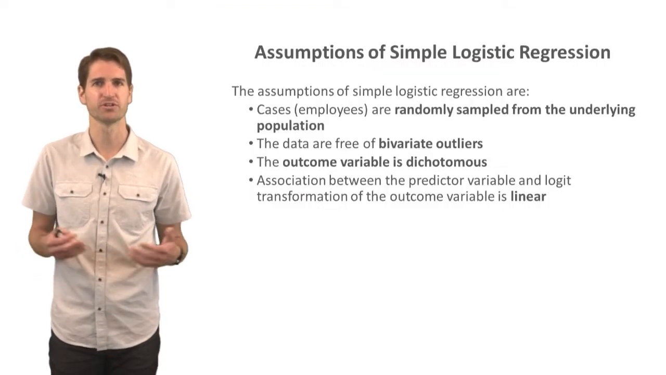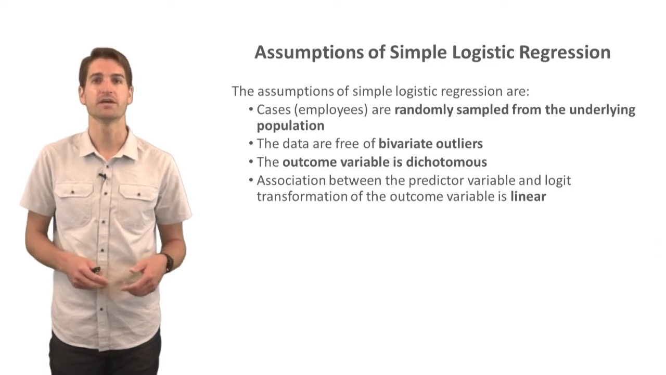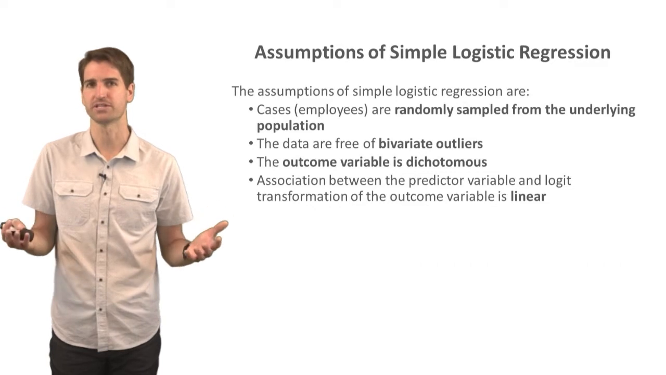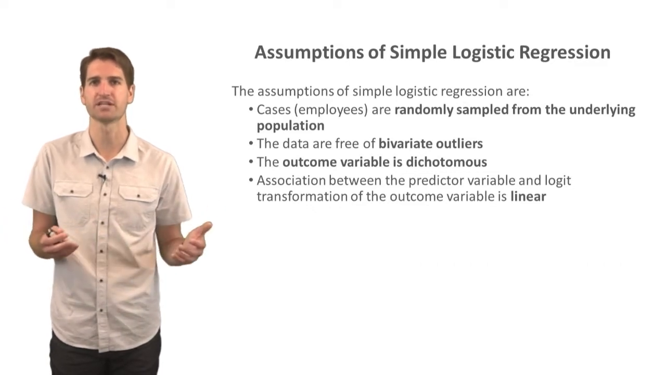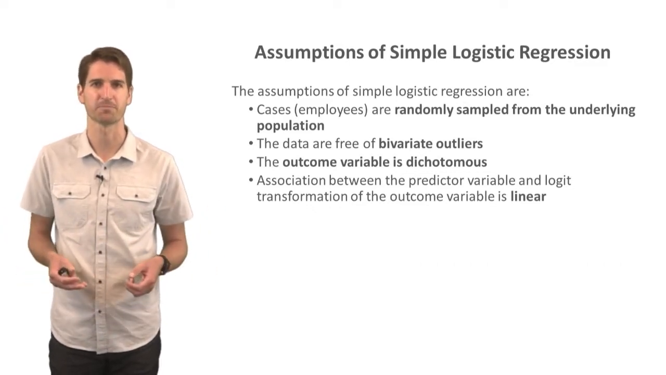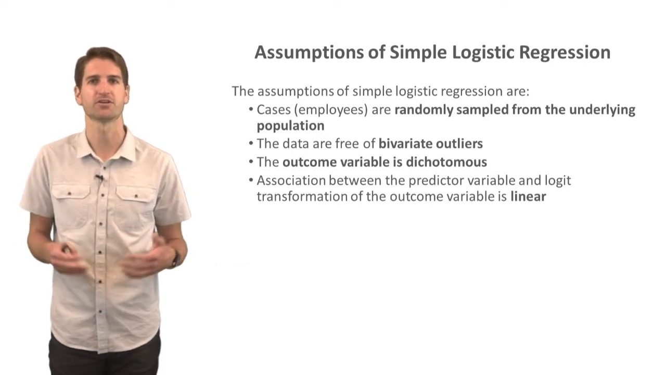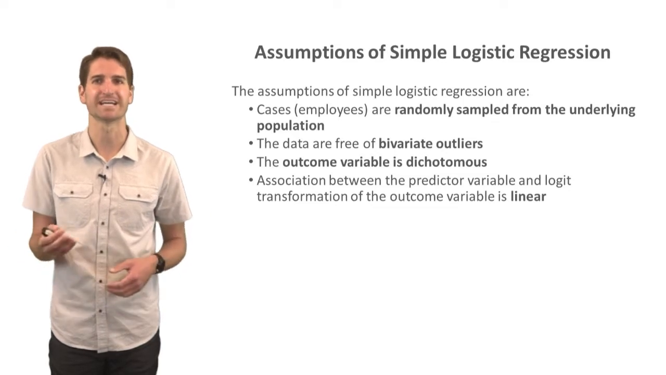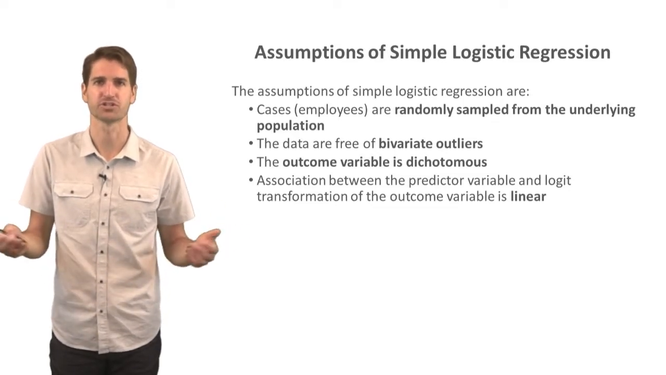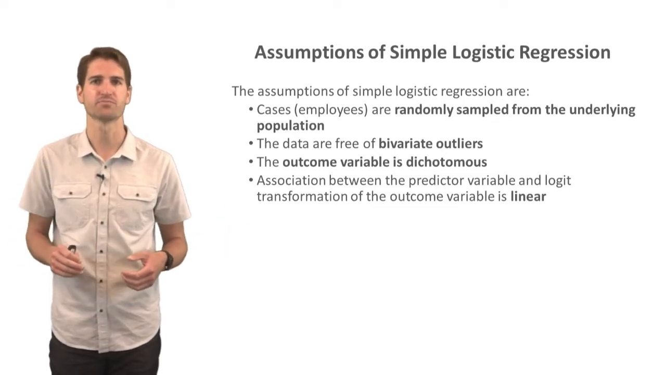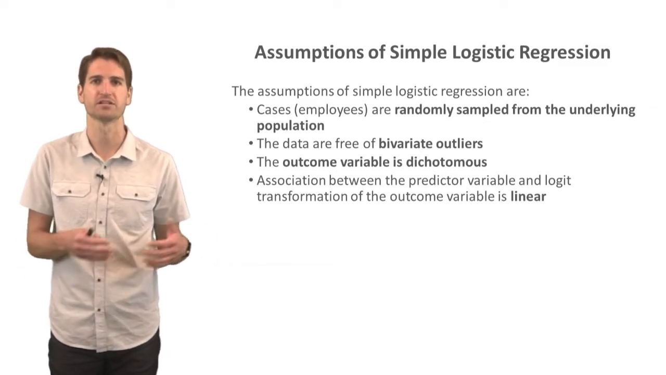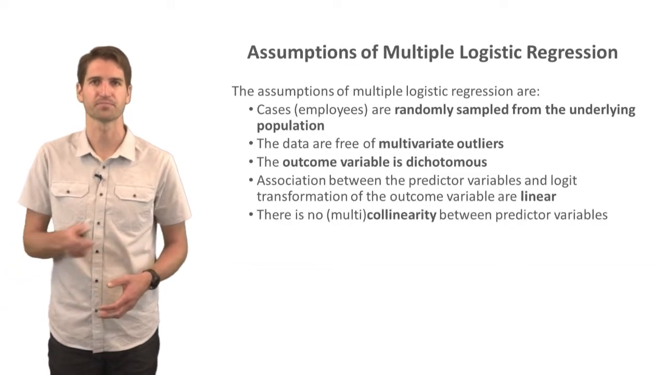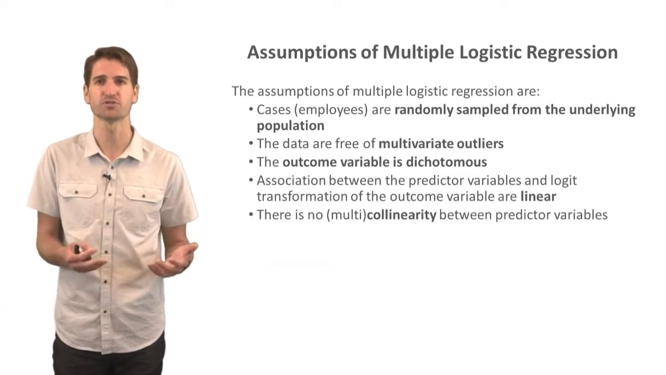Starting with a simple logistic regression model, the assumptions are that, 1, the cases, which in most of our interest are going to be employees in an organization, in your data set are randomly sampled from the underlying population. The second assumption is that the data are free of bivariate outliers. The third assumption is that the outcome variable is dichotomous, hence logistic regression. And then the fourth assumption is that the association between the predictor variable and the logit transformation of that outcome variable is linear.